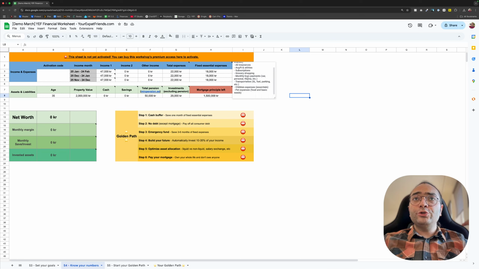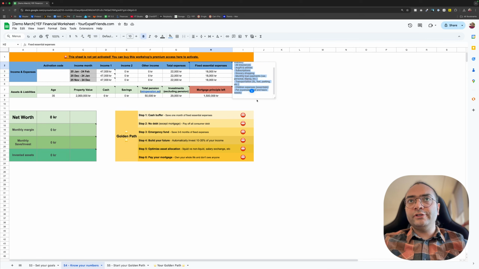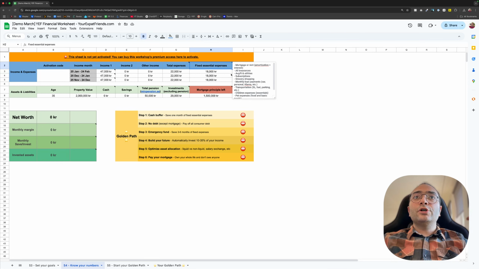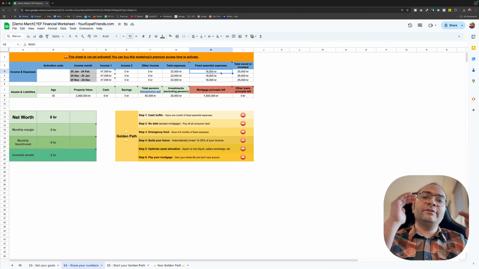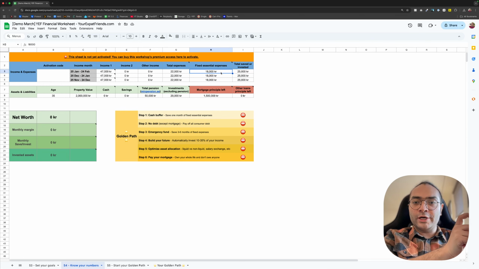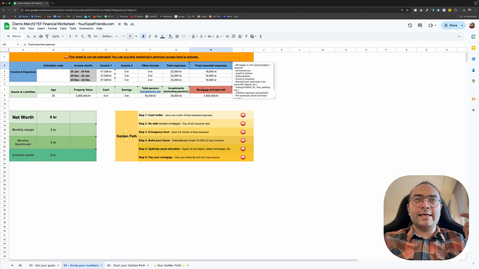So in order to help you, there is a list. If you hover over this field, there is a list of everything that you need to consider as fixed essential expenses. So what I want you to do is not just put a number off the top of your head on these. I want you to go through all the negative transactions in your account and try to find the ones that fall under one of these categories, right? Sum them all up and put them under the fixed essential expenses.